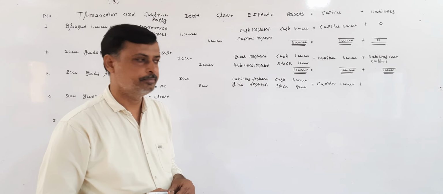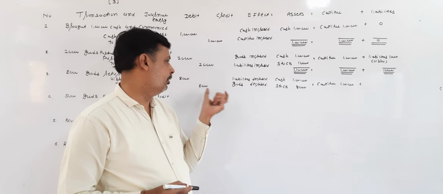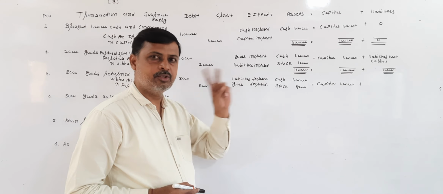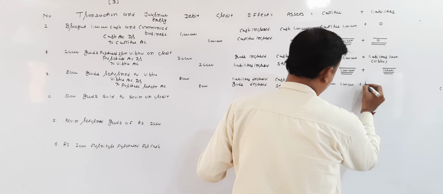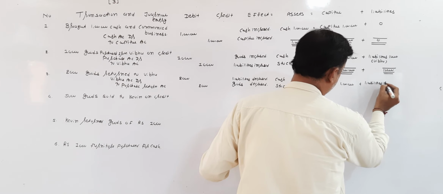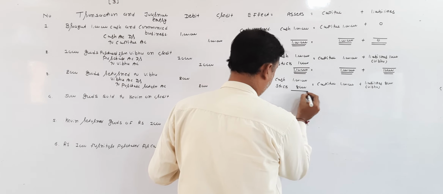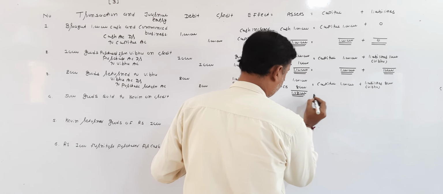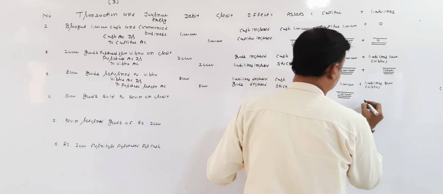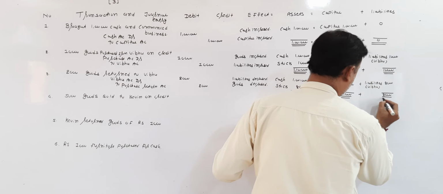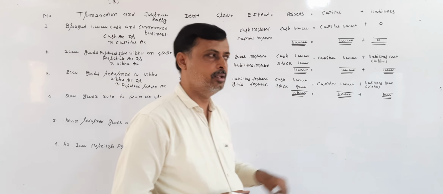Now liabilities here. When we purchased the goods from Vibhu, at that time 10,000 were liabilities. But out of 10,000, we returned goods 2,000. So our liabilities decreased 2,000. So out of 10,000, 2,000 decreased means 8,000. So A is equal to C plus L. C for capital 1 lakh plus 8,000 becomes 1 lakh 8,000.